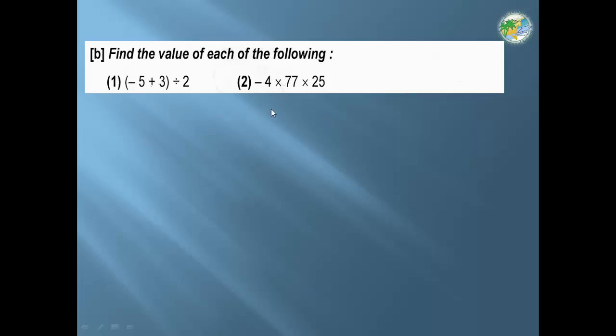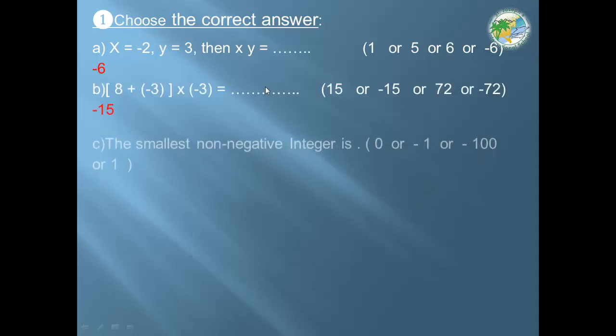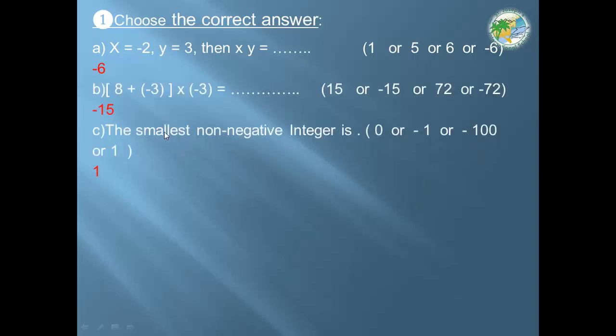And now I think everyone knows how we can find the value using the properties of multiplication or addition: the commutative property, the associative property, and the distributive property, which are very important. If I have two numbers x and y, where x y means x times y, Primary 6, the smallest non-negative integer, everyone knows it equals 1. 72 divided by negative 6 equals negative 12 because they are different signs.